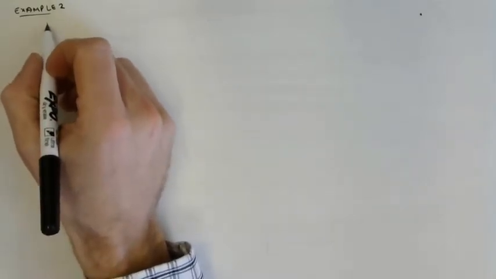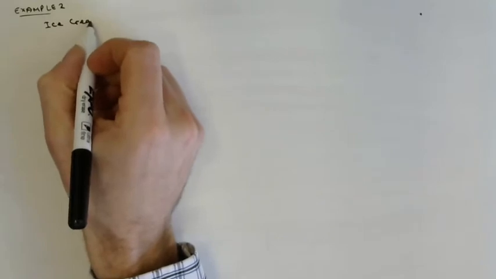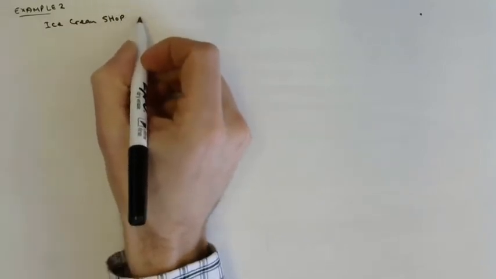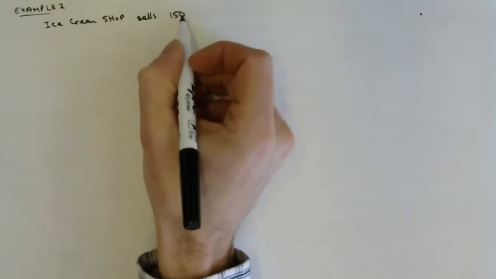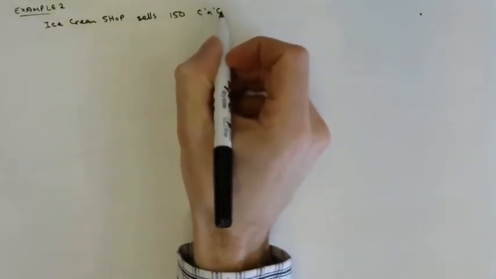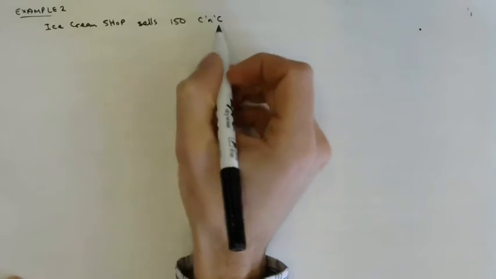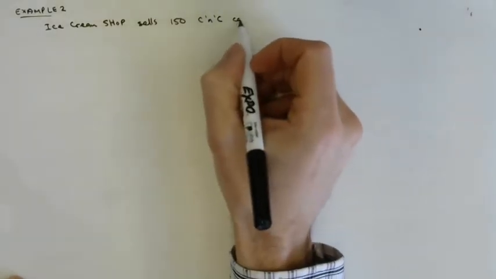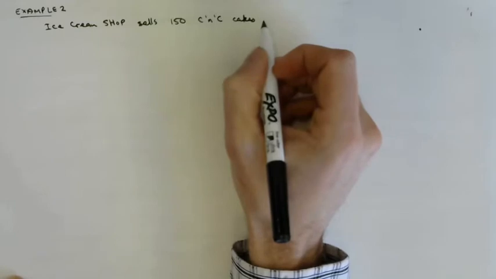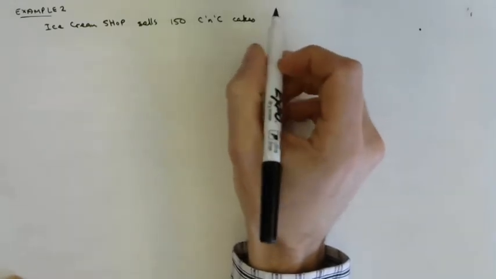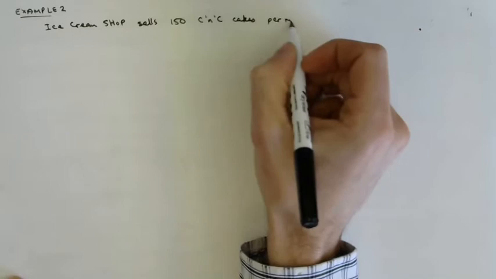Okay, in example 2, it's going to be a similar situation, but we're not going to need to use the demand function. So here we have an ice cream shop. An ice cream shop sells 150 cookies and cream cakes. You could probably just use the word cakes. It doesn't really matter what flavor they are. Per month.